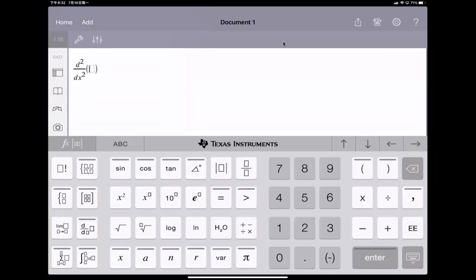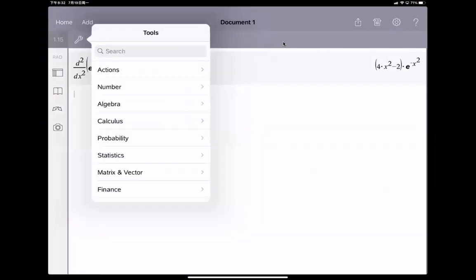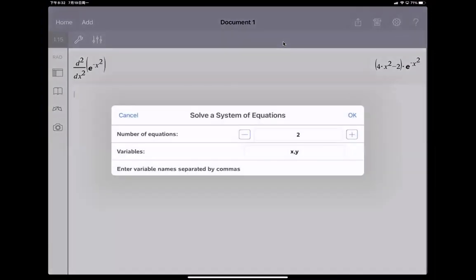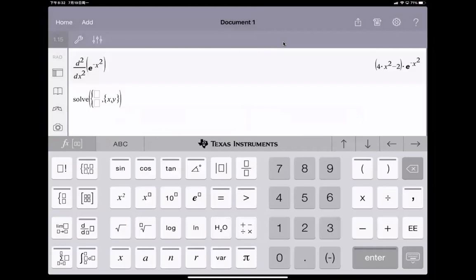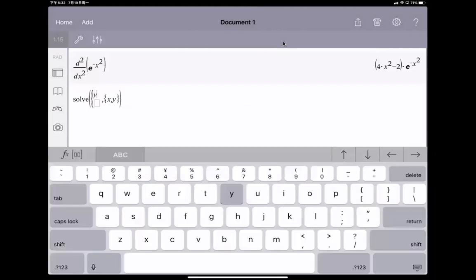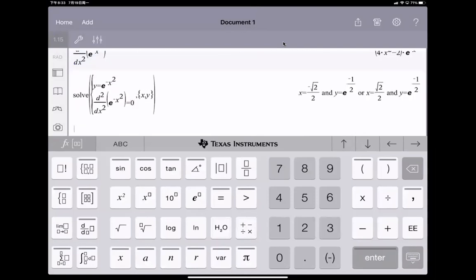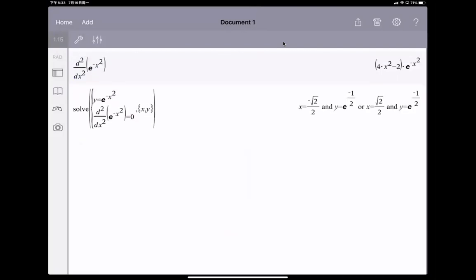Second derivative, e to the minus x squared. That's your second derivative. And let's do it in algebra, solve a system of equations. Two equations, x and y. Y equals e to the minus x squared. And the second equation should be the second derivative equals 0. So you have two sets of values.